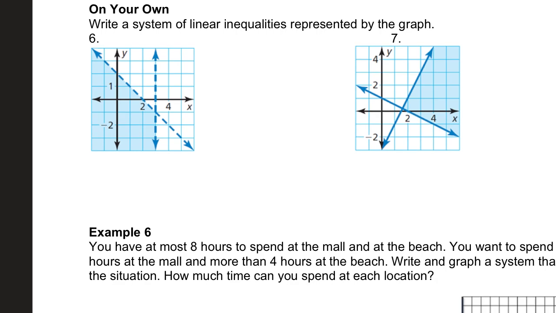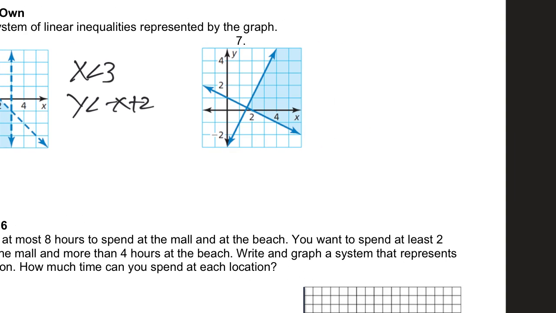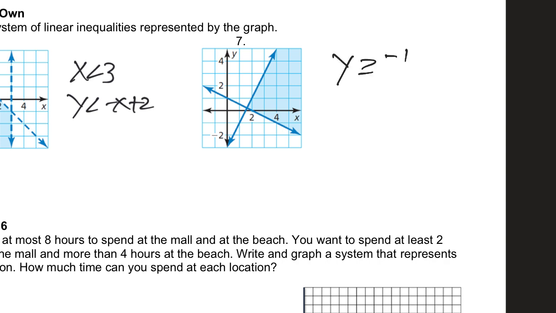All right, for number 6, you should have x less than 3 and y less than negative x plus 2. And then for number 7, we're going to have y greater than or equal to negative 1/2 x plus 1, and then y less than or equal to 2x minus 3.